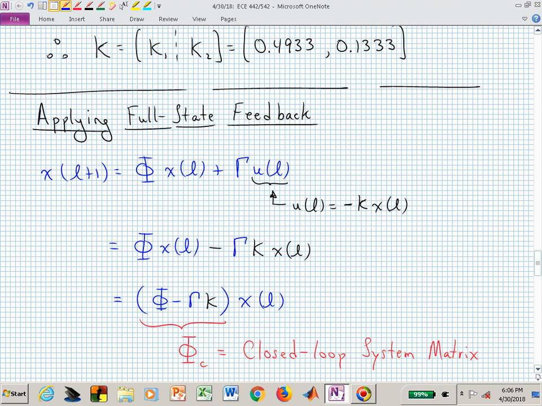This combination of phi minus gamma K, that's our closed loop system matrix, capital Phi sub C. We've now changed the behavior. So now the system behaves according to circles, hearts, and angles. That's behaving the way you want it to, assuming we have full state feedback. So if you kicked that system, it would behave the way you wanted it to behave. It would no longer behave like the open loop system, phi. Now we've changed its dynamics with full state feedback.